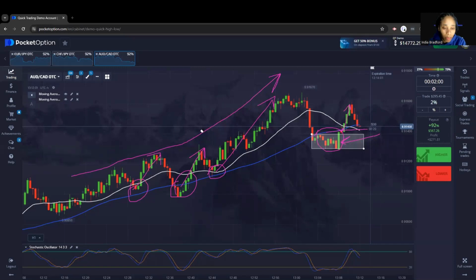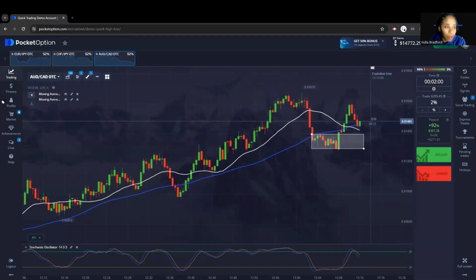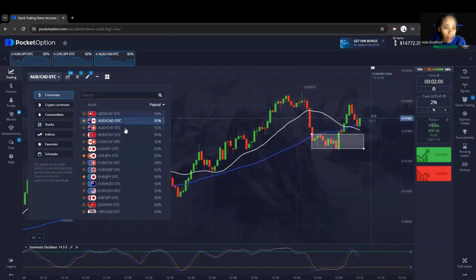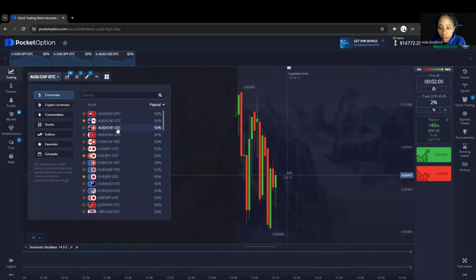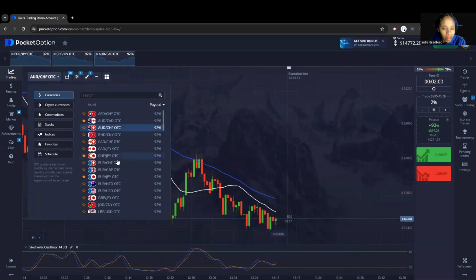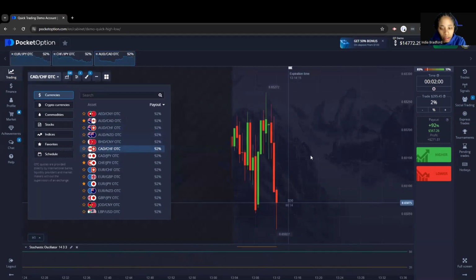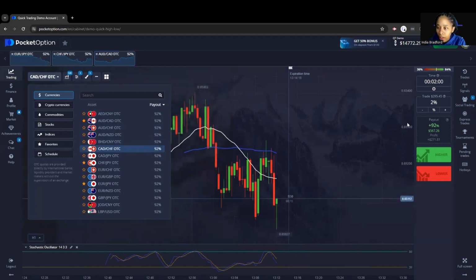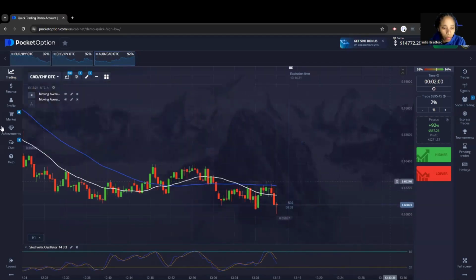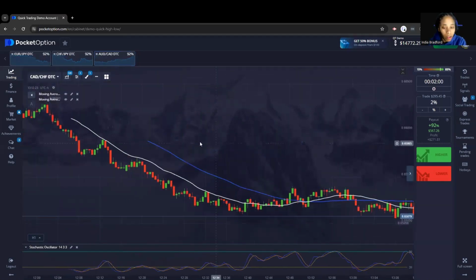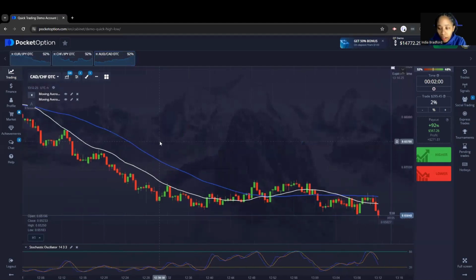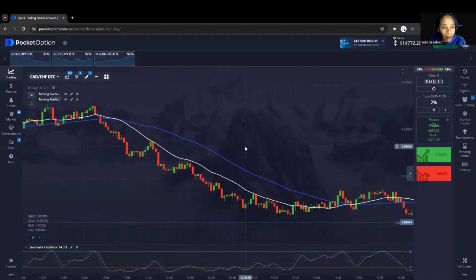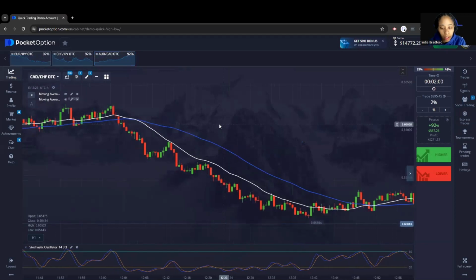All right, so let's see if we can find another pair. Hopefully we can find a downward pair that's on a downtrend, and I can show you the opposite of that. This isn't usually the time that I like to trade, but let's see if we can find a setup. Okay, so it might not be an opportunity to actually trade, but I will show you the pattern that I see here.